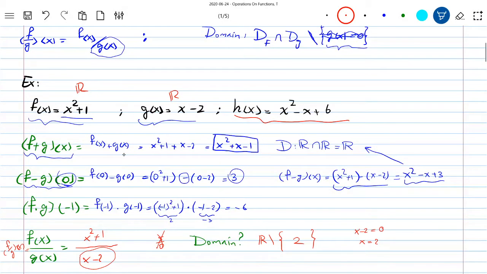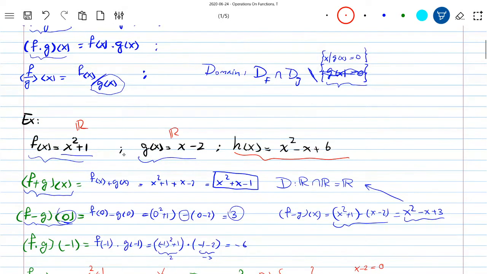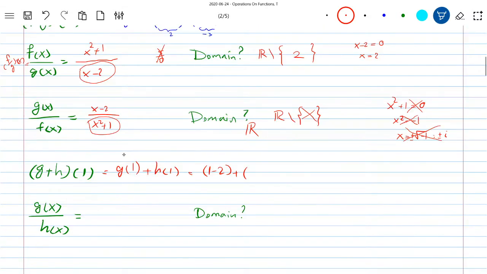So g of 1, you replace 1 into the function g, you get 1 minus 2, plus, if I replace 1 into the function h, you'll get 1 squared minus 1 plus 6. Add them together, and this would be negative 1. Here you would get 6, so it would be 5 at the end as the result.